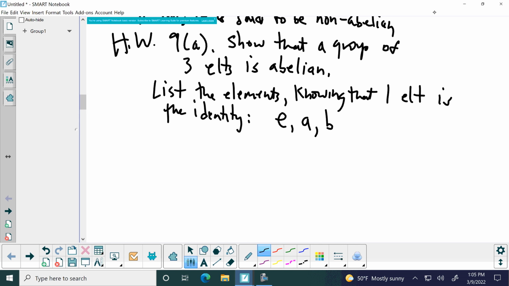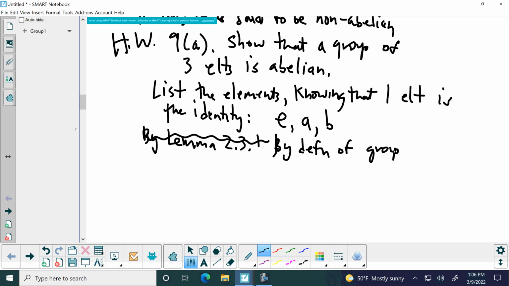Now I know by lemma 2.3.1. I think it's 2.3.1. Those are preliminary lemmas. By definition of group, E times A is equal to A times E, which equals A, and B times E is equal to E times B, which is equal to B.